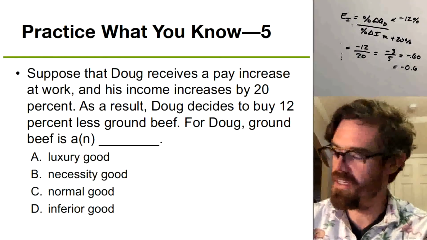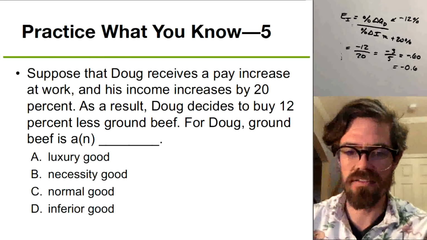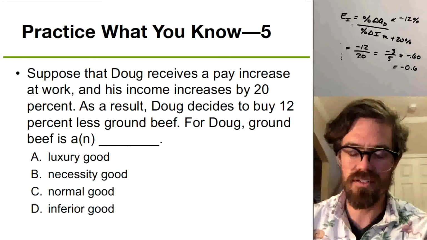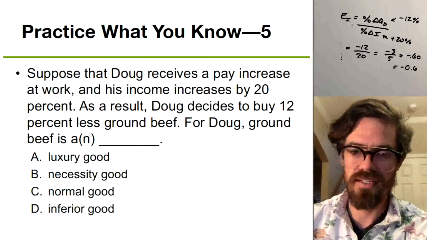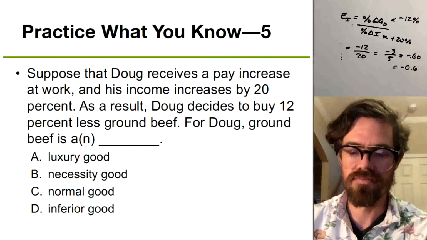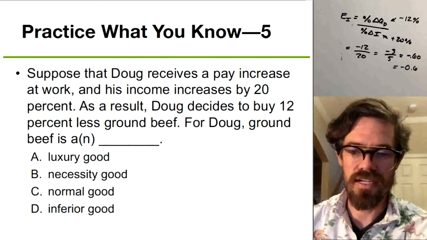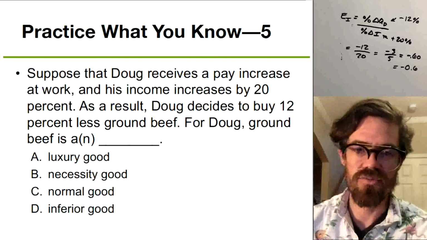And you maybe didn't even need to calculate the number. You could have just realized that his income went up, and his quantity demanded of ground beef went down. And so just knowing that, you should have been able to figure out that it was inferior. All right, so that concludes the section on income elasticity. Next, we're going to look at something called cross-price elasticity.